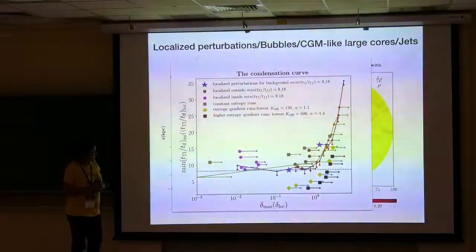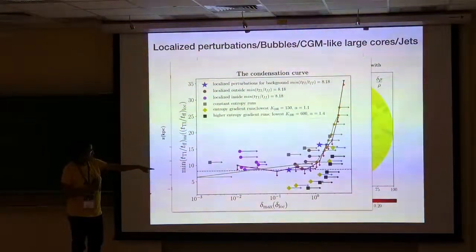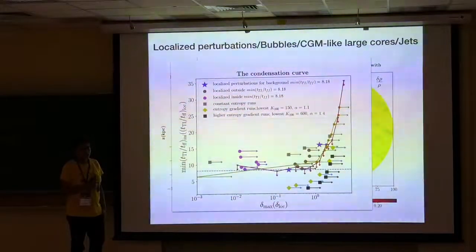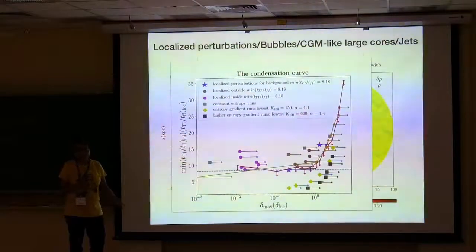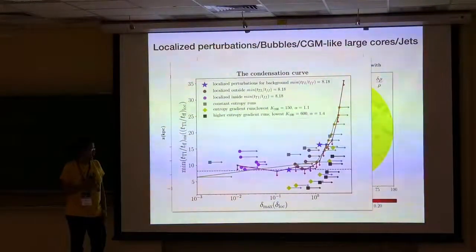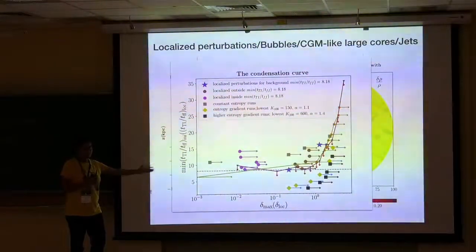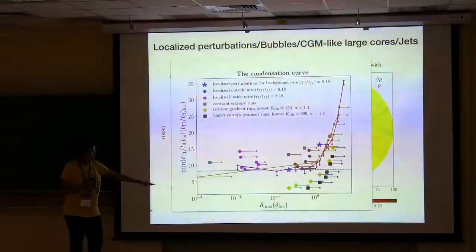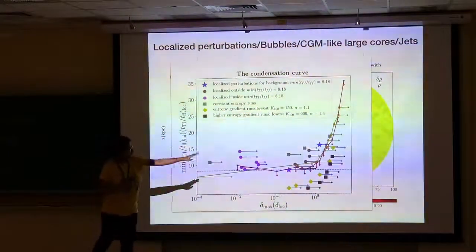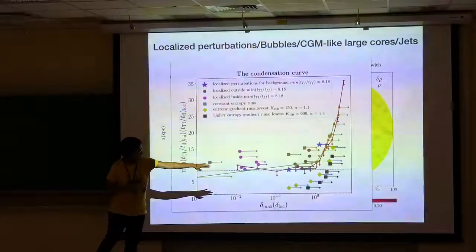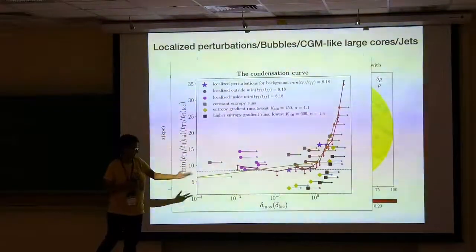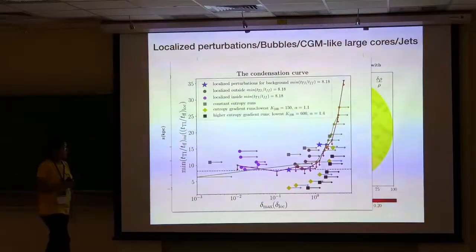Then there are these black and lime green points, which have higher entropy gradients, and these are a bit more difficult. So these are coming this side, which means if you go to this side of the parameter space, then you get condensation. Otherwise, you'll not get condensation.